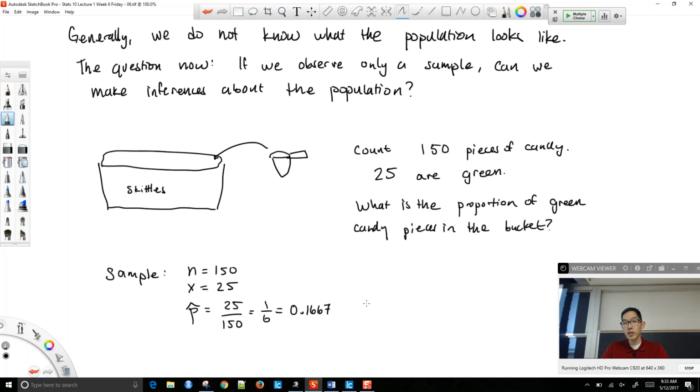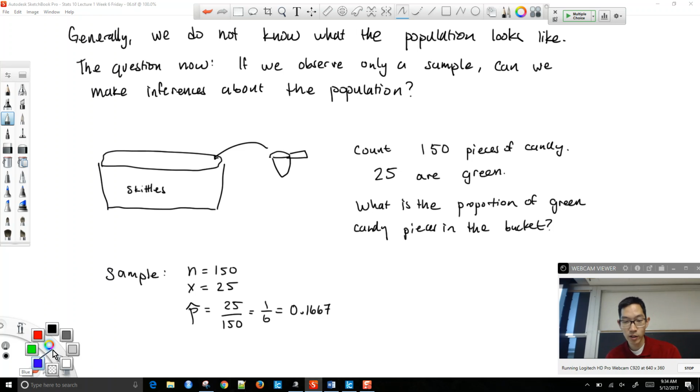And what does this tell us about the proportion of green candies in the bucket? Is the proportion of green candies in the bucket also 1/6? Or could it be higher than that, lower than that? The only way we're going to get the actual proportion is if we dump out the entire bucket and we count every single piece and we count exactly how many are green, right? That's the only way to get the true value of P.